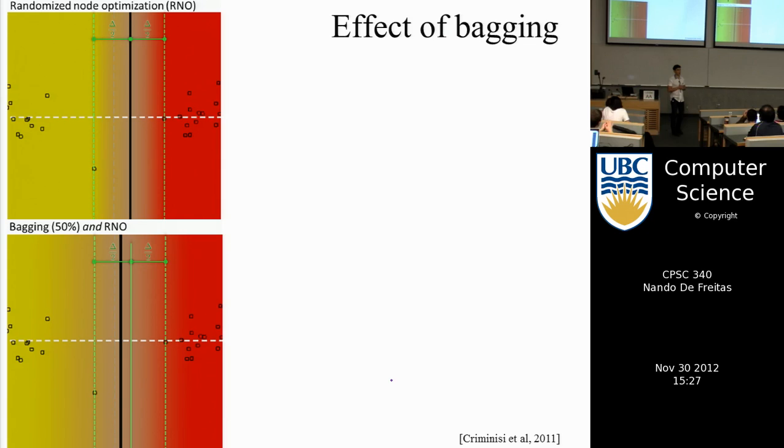Bagging. So the previous results all were based on each classifier looking at all the data. But here I'm going to compare two things. On top, each tree looks at all the data. So the only randomization is of the features. In the bottom plot, the randomization is also over data. So each tree only looks at 50% of the data. So each tree is looking at less data.